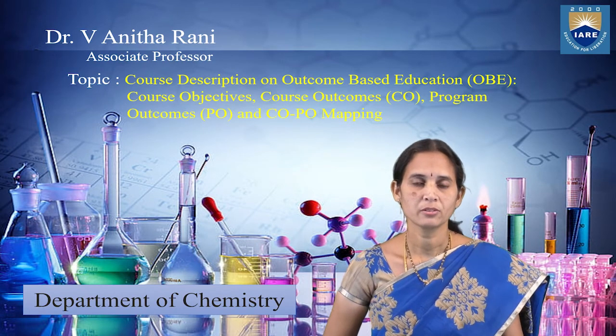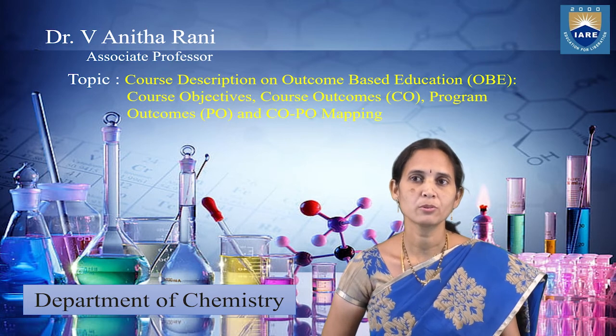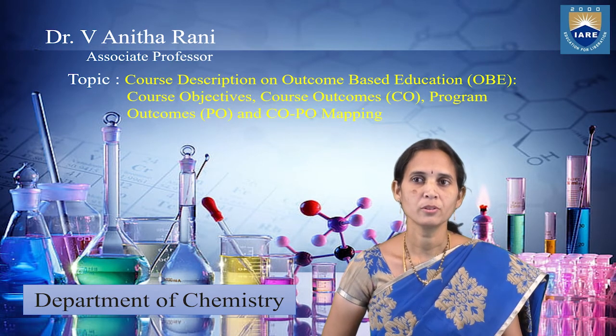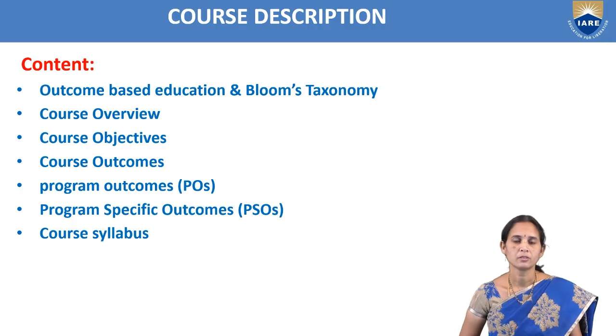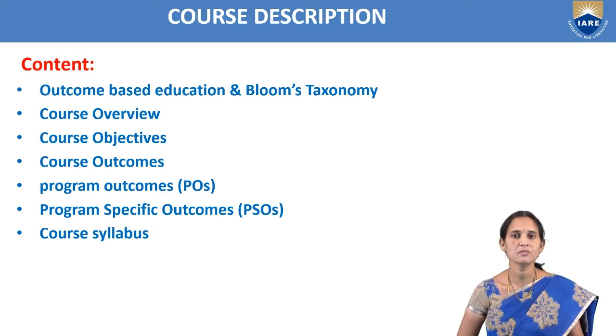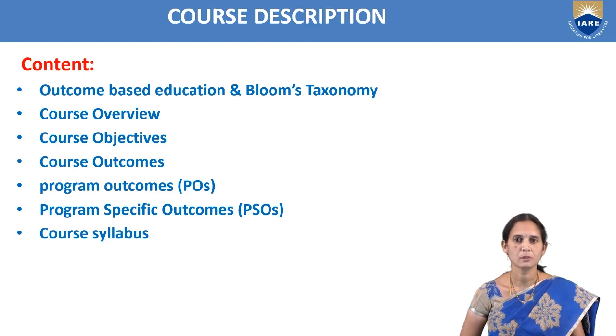So today we are going to discuss the course description. The name of the course is Chemistry, course code AHSC06, program BTech, semester 1 and 2. So we are going to discuss outcome based education and Bloom's taxonomy, course overview, course objectives, course outcomes, program specific outcomes, and course syllabus.